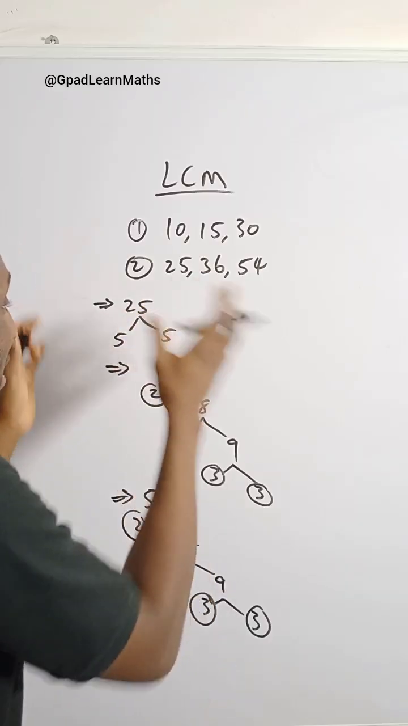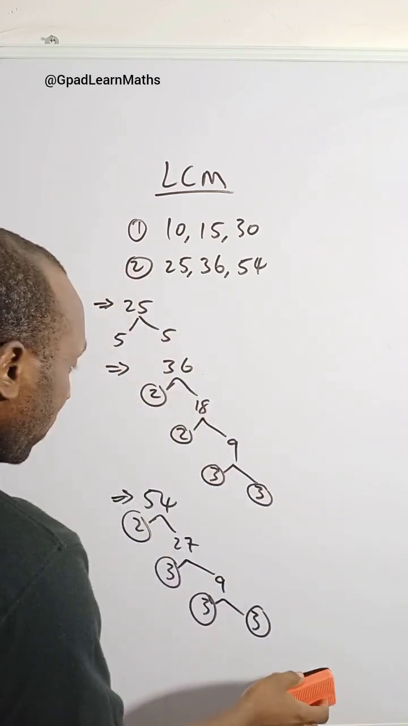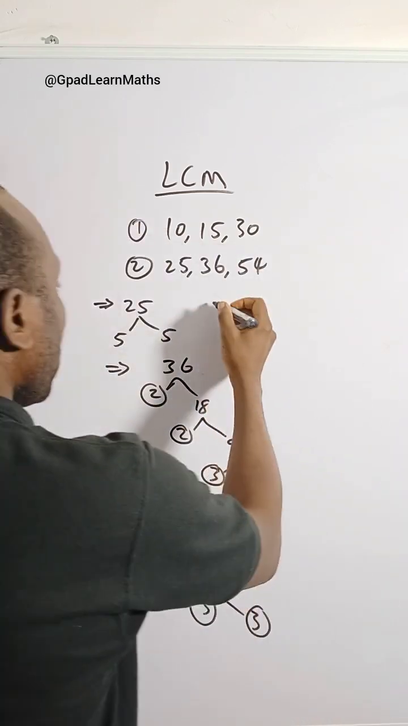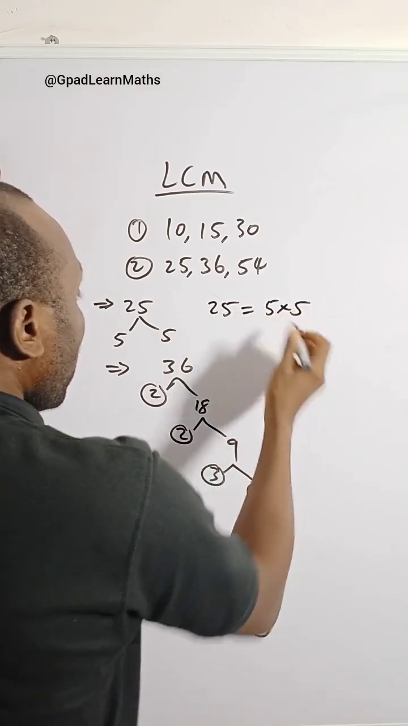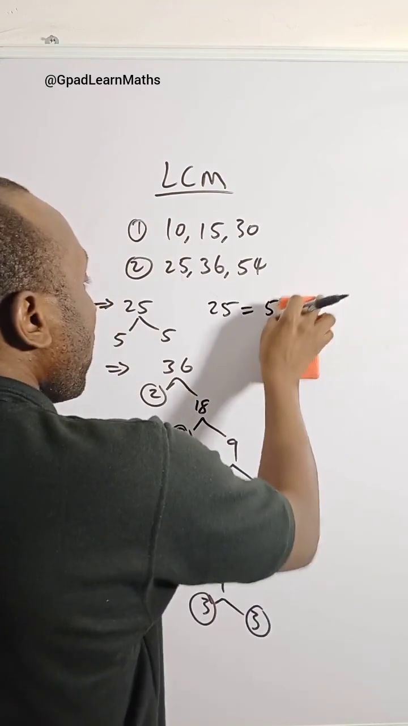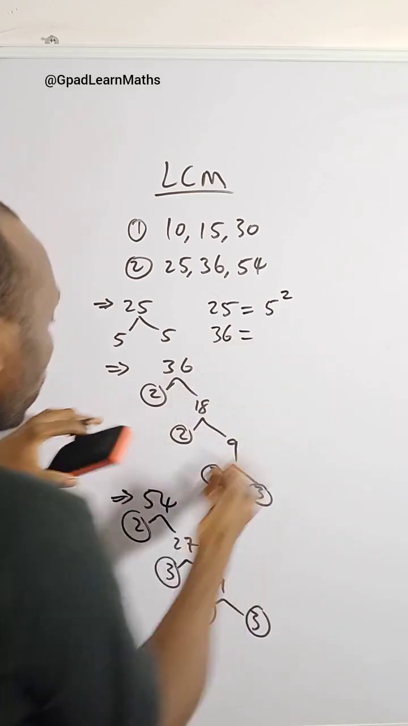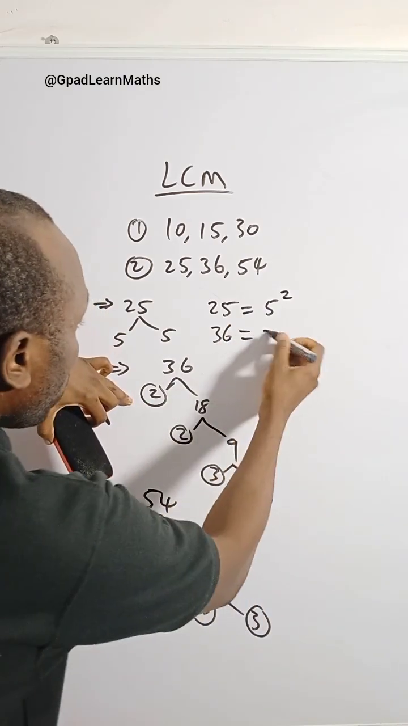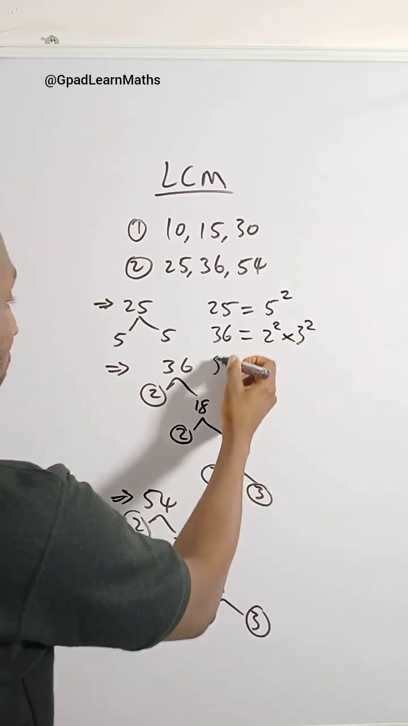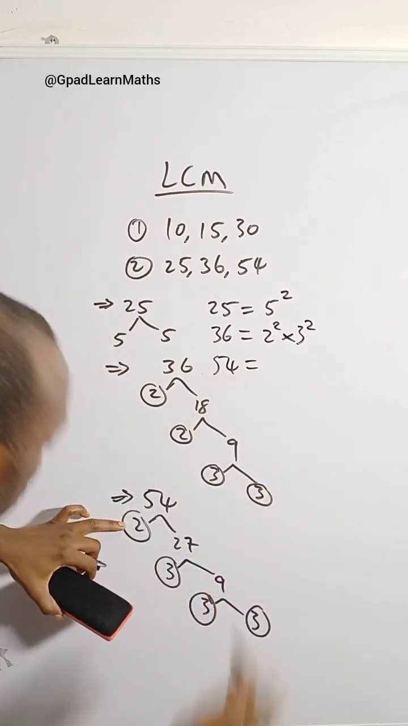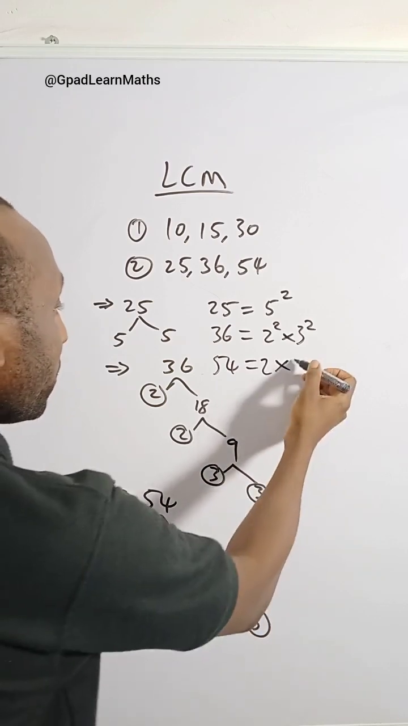Now I want us to write everything in index form, and I'll show you what we can do from there real quick. So let me start from 25. 25 is what? 5 times 5. And if you write it in index form, you have what? 5 raised to the power of 2. What about 36? That will be what? 2 raised to the power 2 times 3 raised to the power 2. And then the last one, 54 is what? 2 raised to the power 1 times what? 3 raised to the power 3.